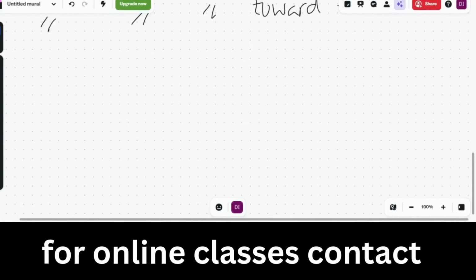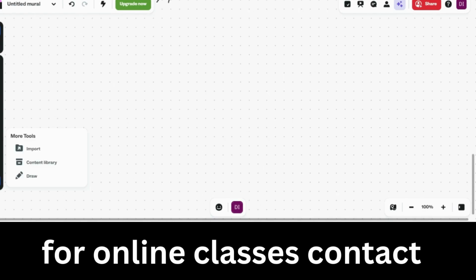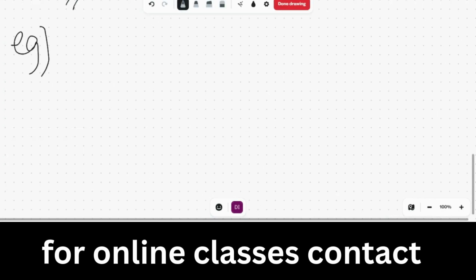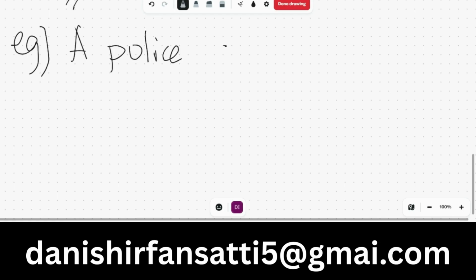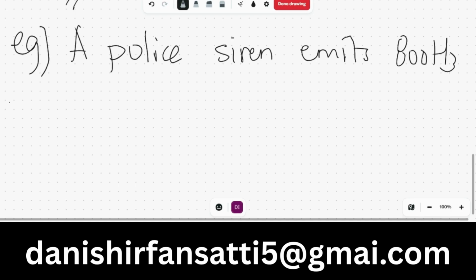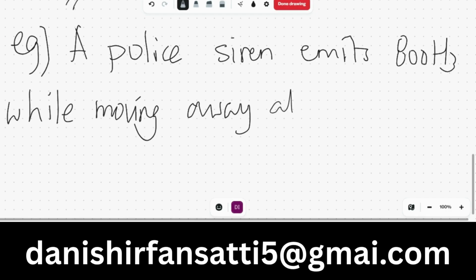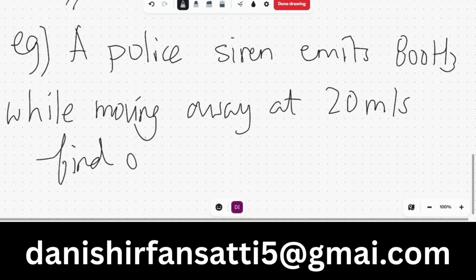Now we will do one example. A police siren emits 800 hertz while moving away at 20 meters per second. Find the observed frequency.